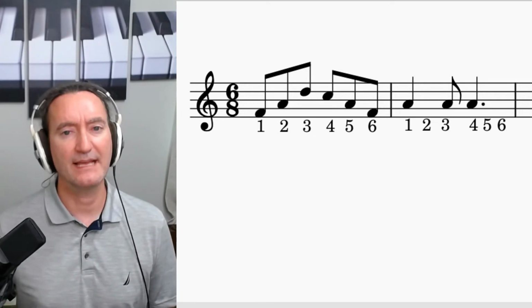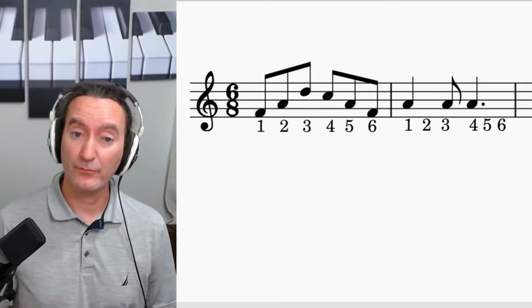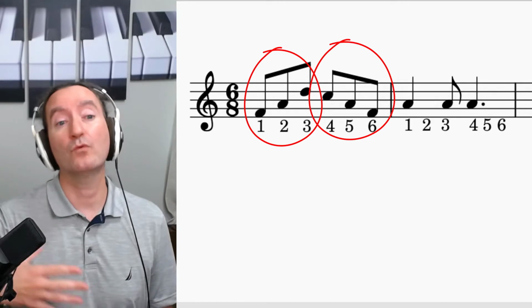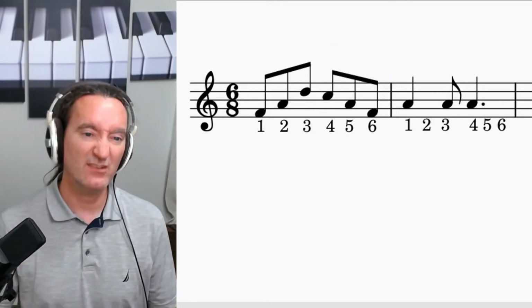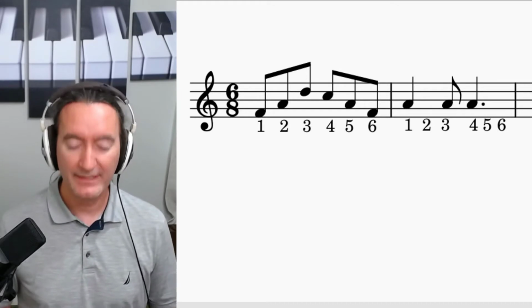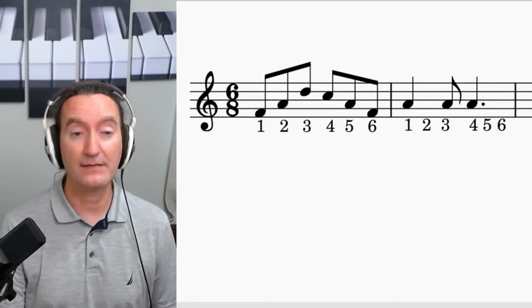You might notice that the eighth notes are beamed in 3s. That's because your overall pulse is going to be 2. It's going to feel like 2. So let me demonstrate this one. It sounds like this.